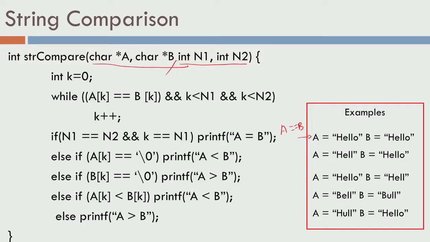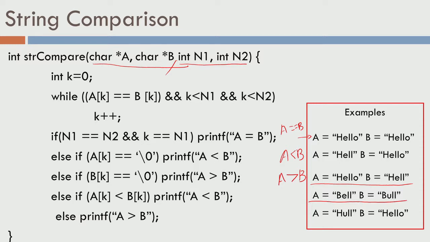In the second example, A equals hell and B equals hello. The first four characters are the same, but A does not have the fifth character, whereas B is a longer string. Therefore, we claim that A is less than B. Like I said, small words will come in the dictionary before bigger words. And if A is hello and B is hell, A is greater than B.